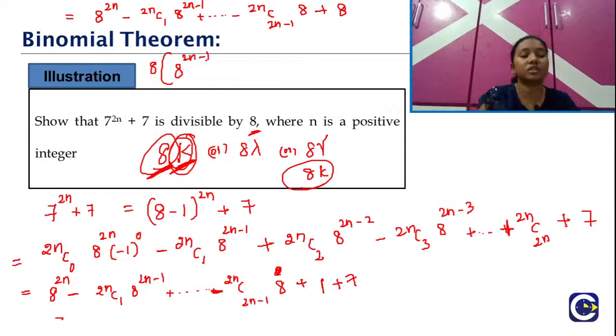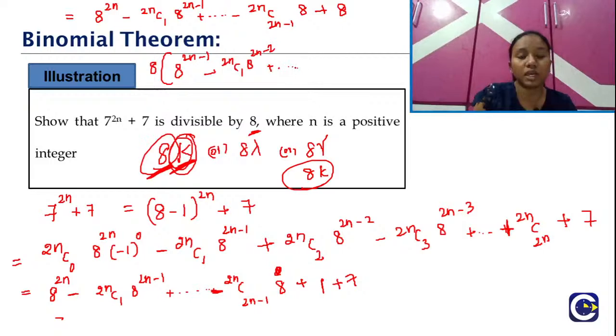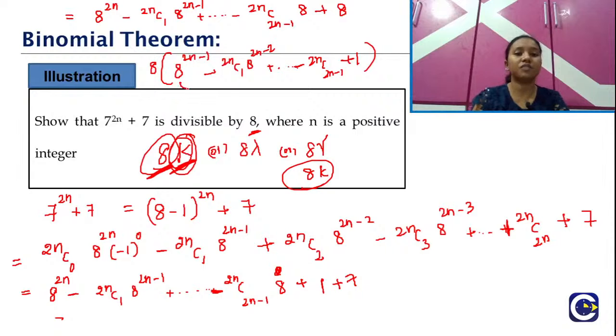That means 8 power 2n minus 1. Right? Similarly, we can take 8 out here, then it will be 2n c1 8 power 2n minus 2, and so on. If we go by the last term, it will be remaining with 2n c 2n minus 1, and here also plus 1. So from each of the terms we could take this 8 common. We have already taken the 8, and it doesn't matter what the entire remaining term is, we'll just assume it to be k.